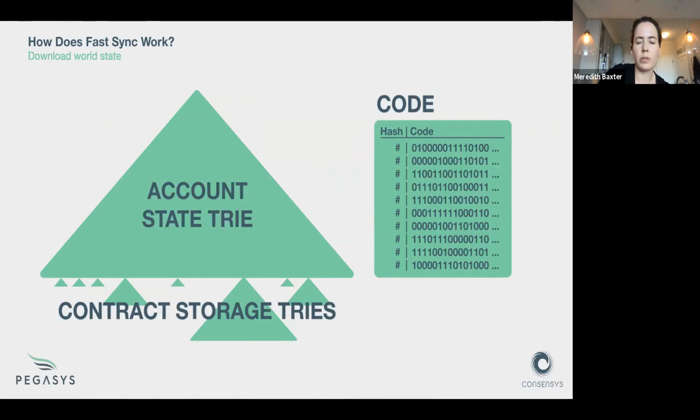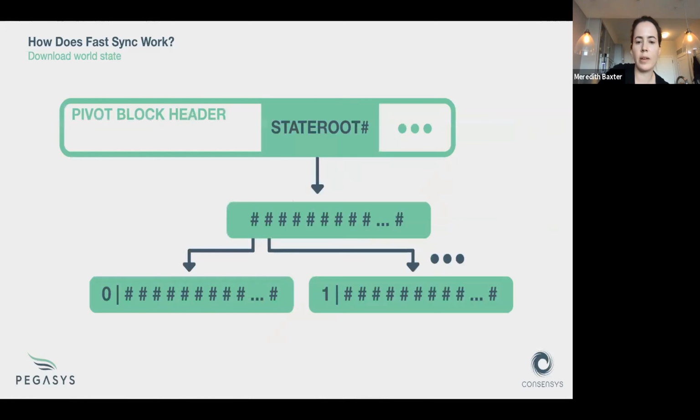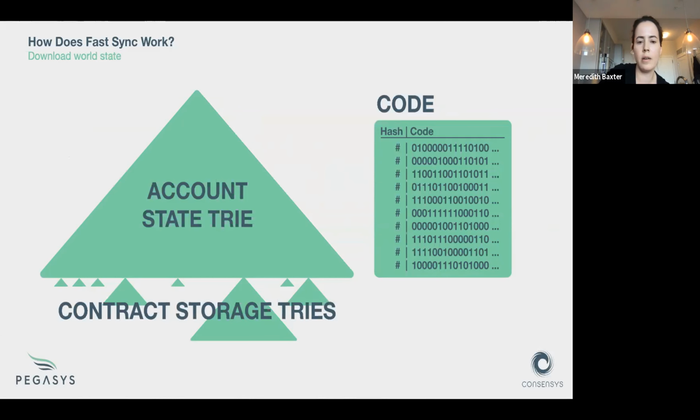This is kind of what the world state looks like in total. So if we go back here, the state root is the root of the account state trie, which is that big blob on the left. The account state trie is basically a mapping between account address and account tuple. So an account has a nonce, a balance, a code hash, and a storage trie root.